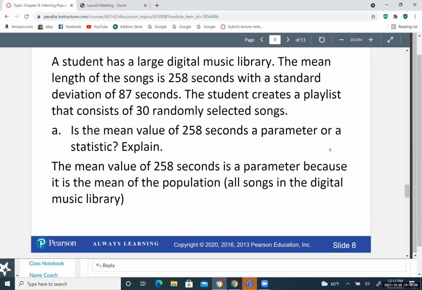The second sentence says the student creates a playlist. So here it is a smaller group, consisting of 30 randomly selected songs. So the conclusion: the mean value of 258 seconds is a parameter, because it is the mean of the population, which is all of the songs in the library. Agree?